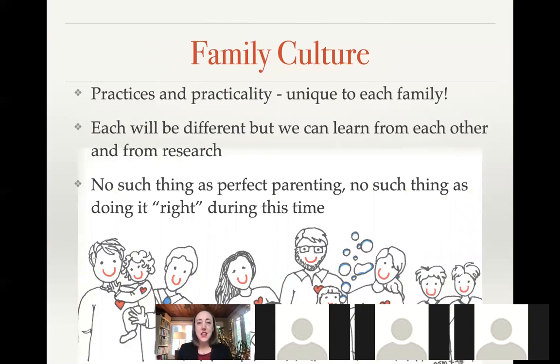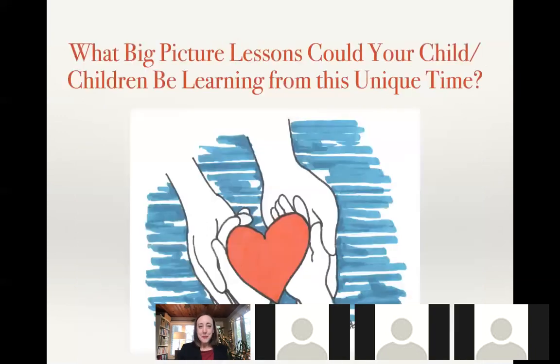Basically, what this says is every family culture is unique, and you are your own best problem solver for your family. So I can offer ideas and strategies, but ultimately you have to say, yeah, this really fits with our values and our sense of beliefs and what's right, or no, it doesn't, and that's perfectly fine. There is no right, there's no perfect.